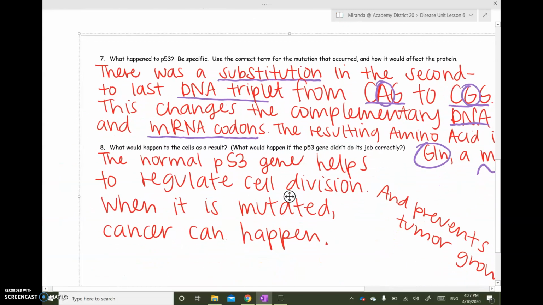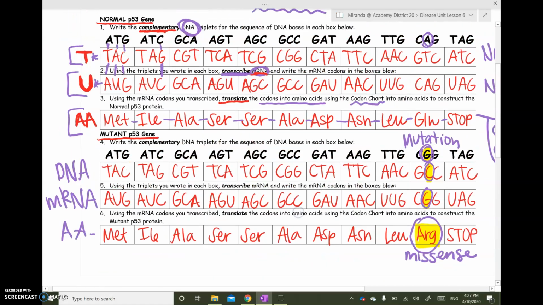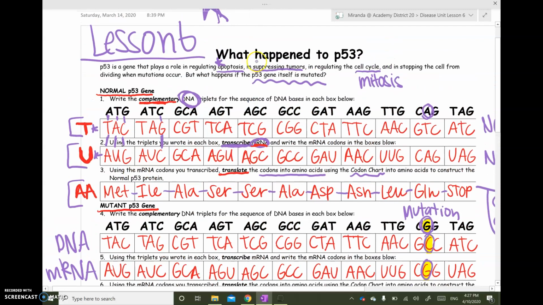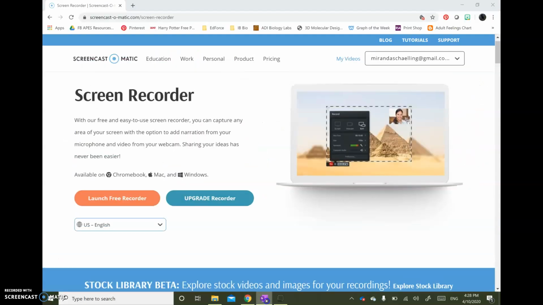Okay, then I said, what would happen to the cells as a result? What would happen if the P53 gene didn't do its job correctly? So we know that its job, according to up here, is to regulate apoptosis, or help the cell kill itself if it's damaged, to suppress tumors, and to regulate the cell cycle. Okay, so if those things are not working, if the P53 gene isn't working, then we've got a little bit of a problem on our hands.